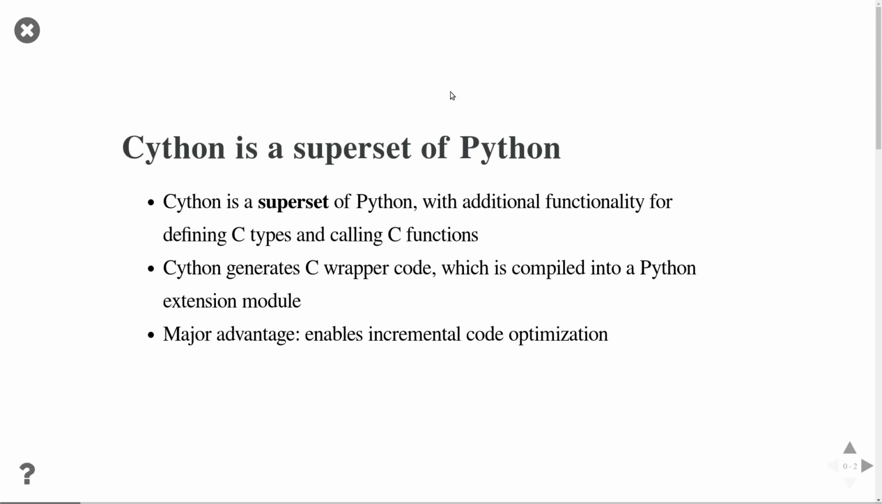The big advantage of this approach is that we can start with a normal Python implementation, because Cython is just normal Python. Any Python program is also a valid Cython program. And then we can start adding types and all the optimizations that Cython provides incrementally, and basically make our program faster and faster over time.